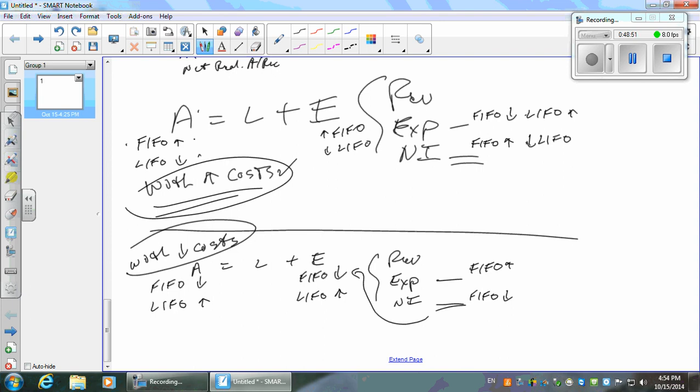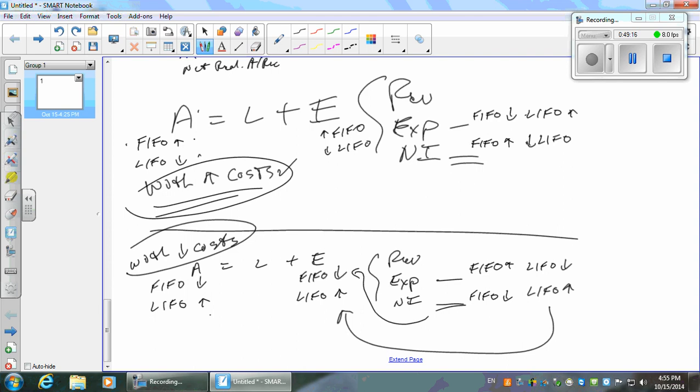Okay? LIFO, what's happening with LIFO? Last in, first out, I'm selling those cheap new ones, right? So it'll give me less cost of goods sold than FIFO would, which gives LIFO more income, which is what causes more equity for LIFO to match more assets. So you could write all that down, right?